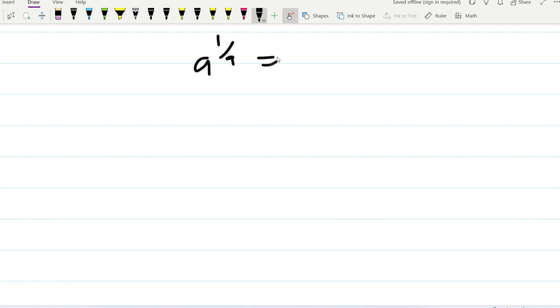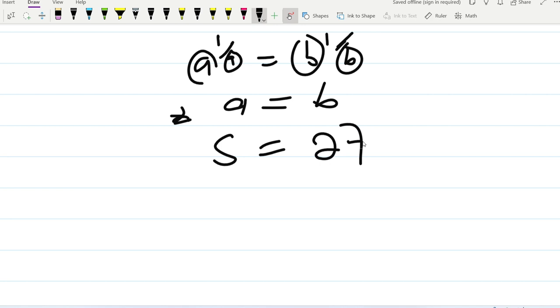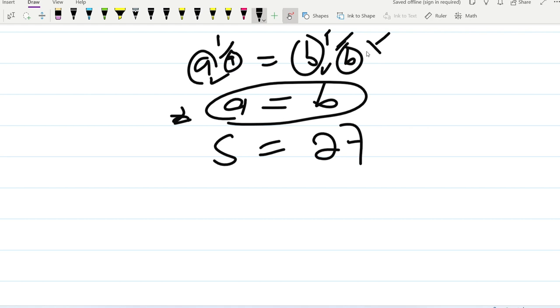a^(1/a) is equal to b^(1/b). So in the above case, the power denominator and base in the question are the same. Here you can see. So now I will apply it directly. This formula says a is equal to b simply. In our case it would be s is equal to 27. So we just have to take a is equal to b, ignore the powers according to this formula. Okay, so this is our answer.